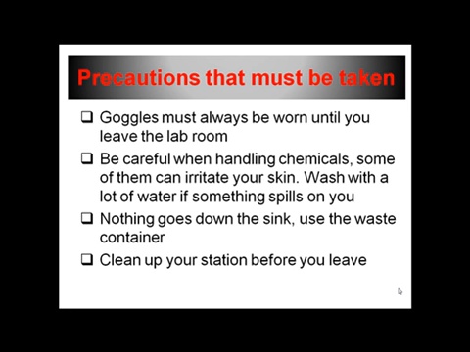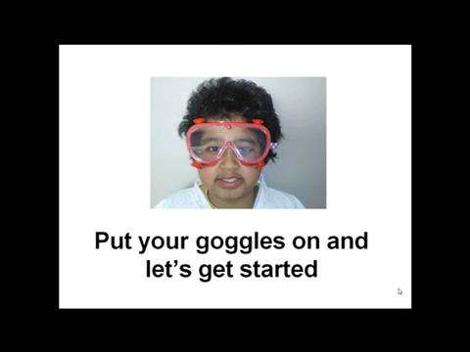Before we start the lab experiment, these are the precautions that must be taken. Goggles must always be worn until you leave the lab room. Be careful when handling chemicals. Some of them can irritate your skin. Wash with a lot of water if something spills on you. Nothing goes down the sink. Don't forget to use the waste container. And finally, clean up your workstation before you leave. Now put your goggles on and let's get started.